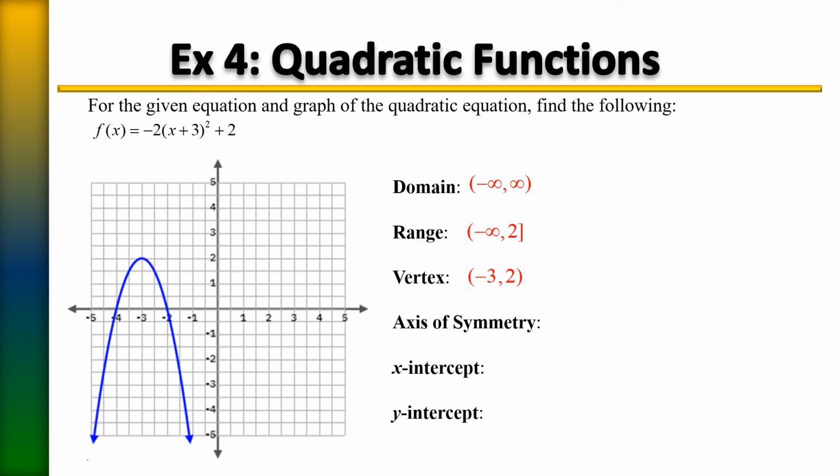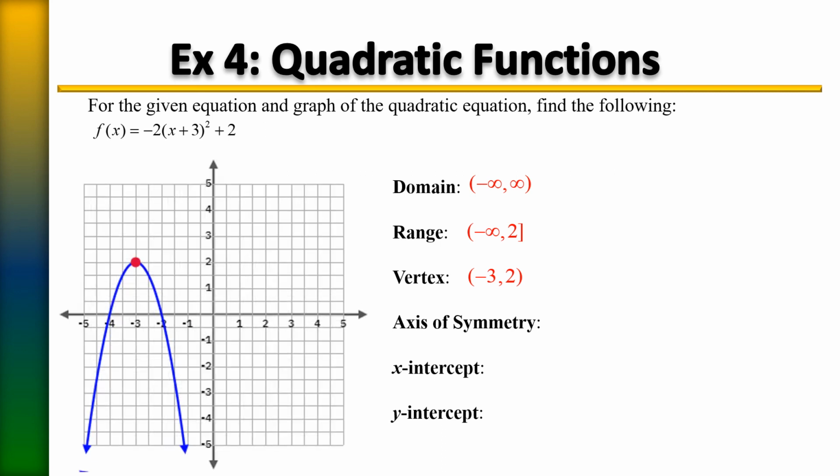Next, we want to identify the axis of symmetry, which is the line that passes through the vertex. And where would you say that is? If you said x equals -3, yes, that is the vertical line that would pass through our parabola. And again, the equation of that line is x equals -3. Always write it as an equation.